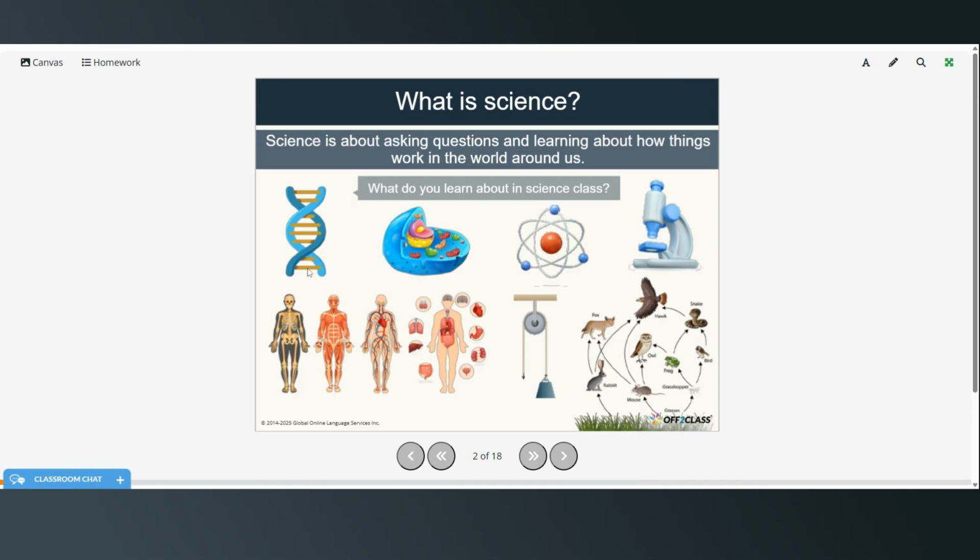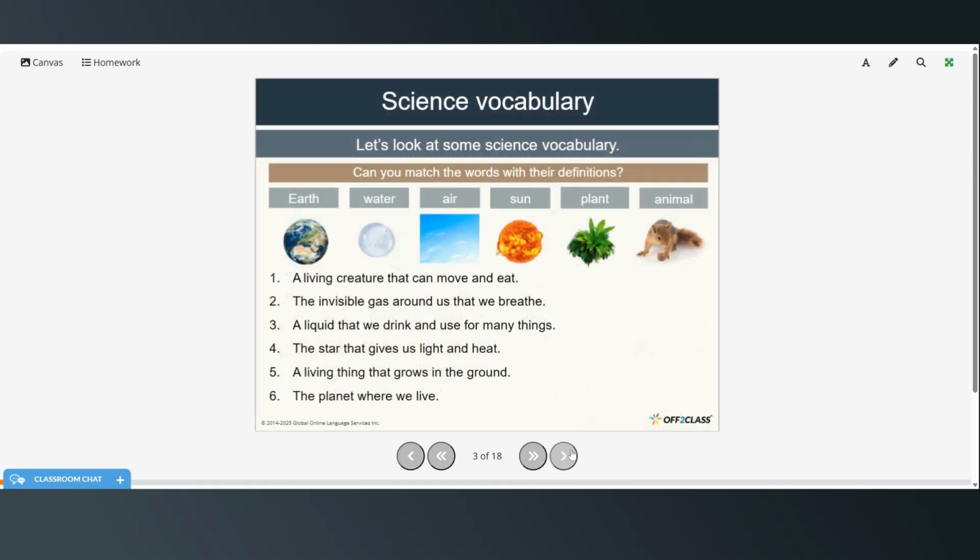The DNA, the anatomy of a cell, atoms and protons, neutrons, equipment like a microscope, parts of the body, the food chain, weights and pulleys. So all kinds of things fall under various areas of science.